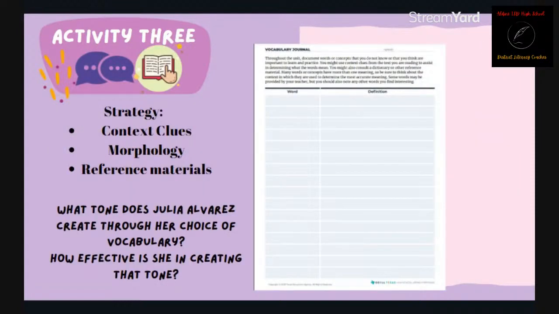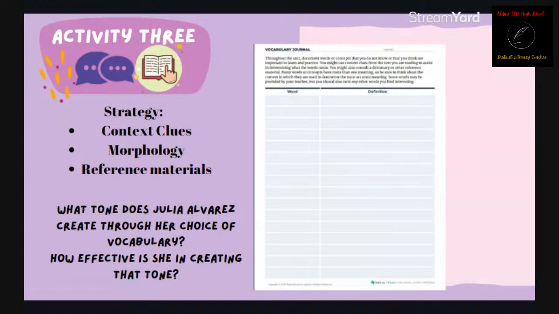Next, students work with their partner to review and compare the words they gathered from their reading in previous lessons in their vocabulary journals, then choose 4 words to explore for this activity. They discuss each word and the strategy they will use to determine its meaning, either context clues or another strategy such as morphology or reference materials.